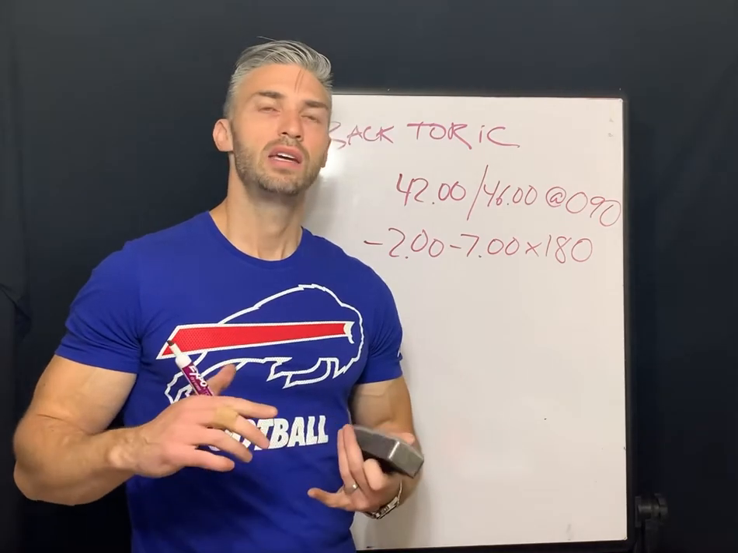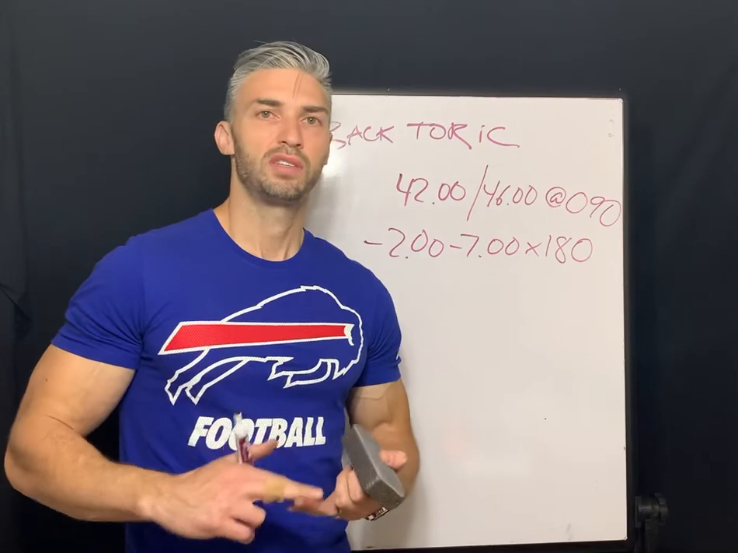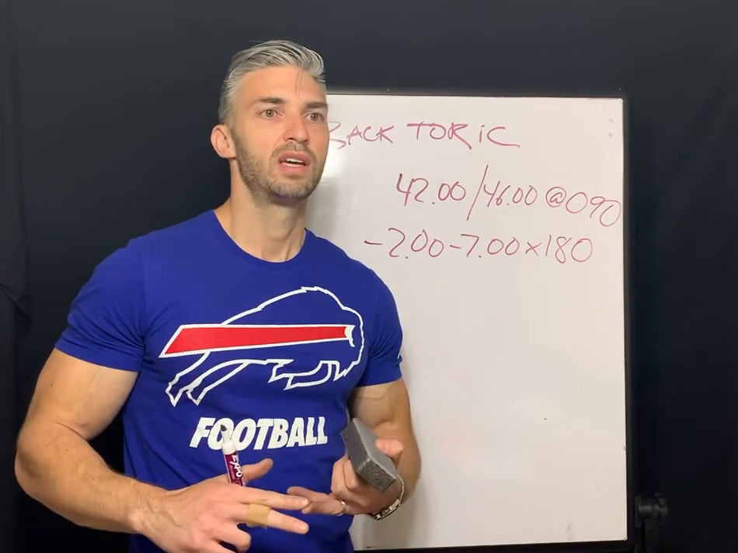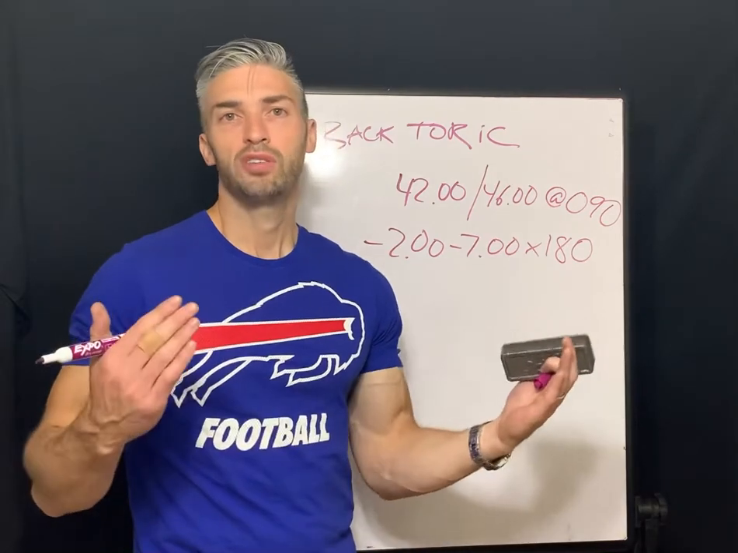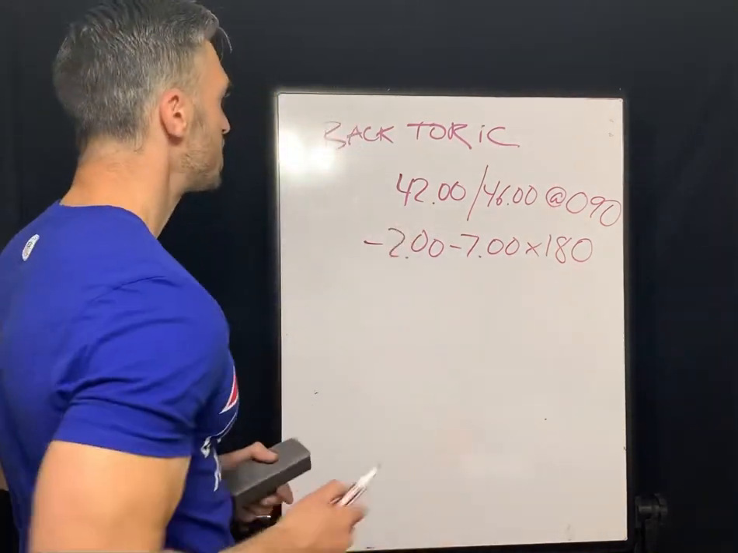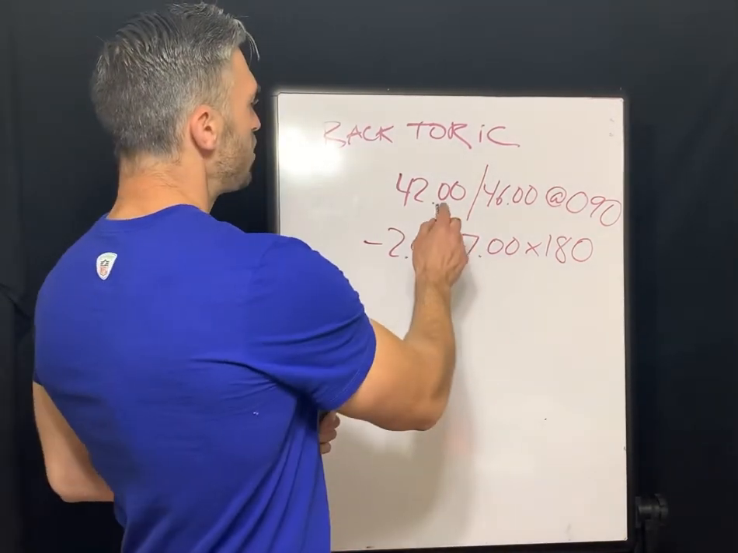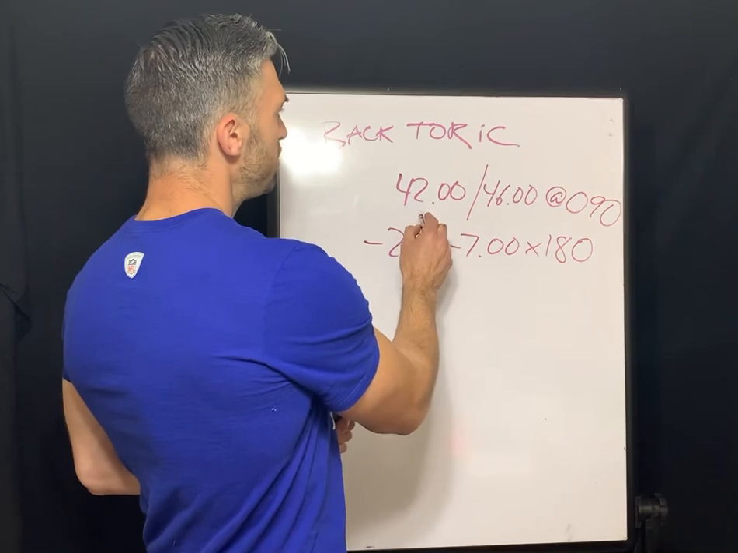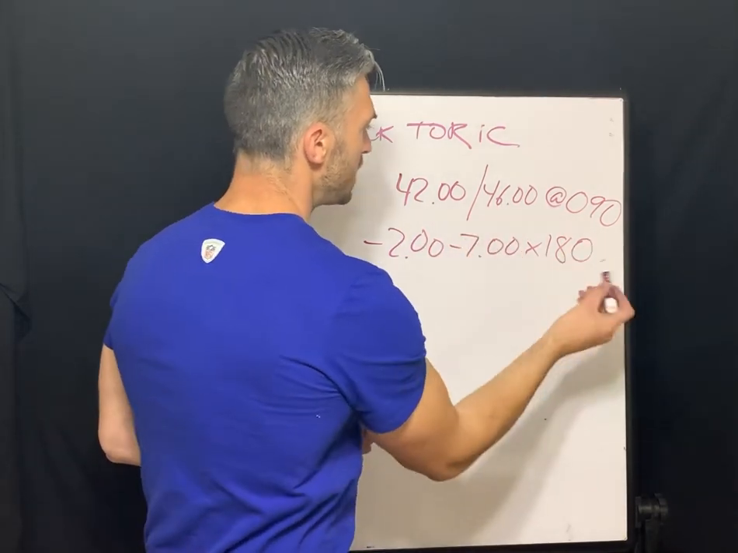Bi-Toric lenses, again, you've got the astigmatism component on the back of the lens. You have a spherical front surface. The front surface being spherical and the back surface is toric, so it's going to help stabilize the lens a little bit. So let's look at this example. Again, let's just pull some things out of it. So this is our flattest K, 42. Our steepest K is 46. So our steepest K is on the 90.